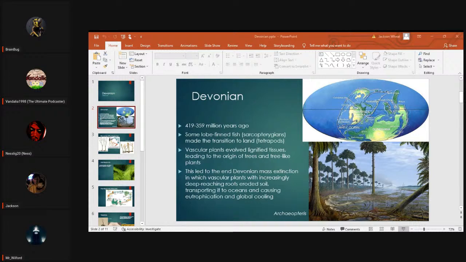Right. So, okay, Devonian rhyniophytes. Of course, we're going to talk about plants. Now, rhyniophyte is a paraphyletic term.